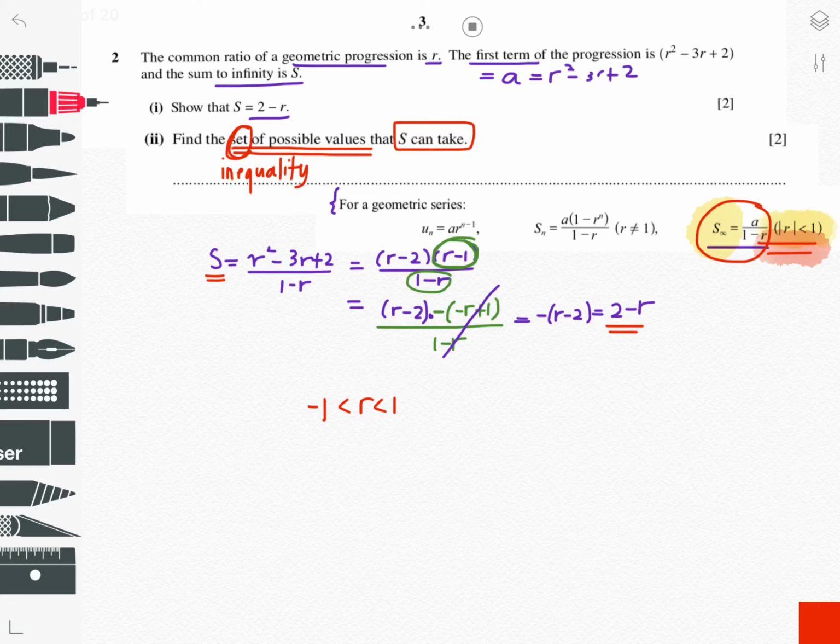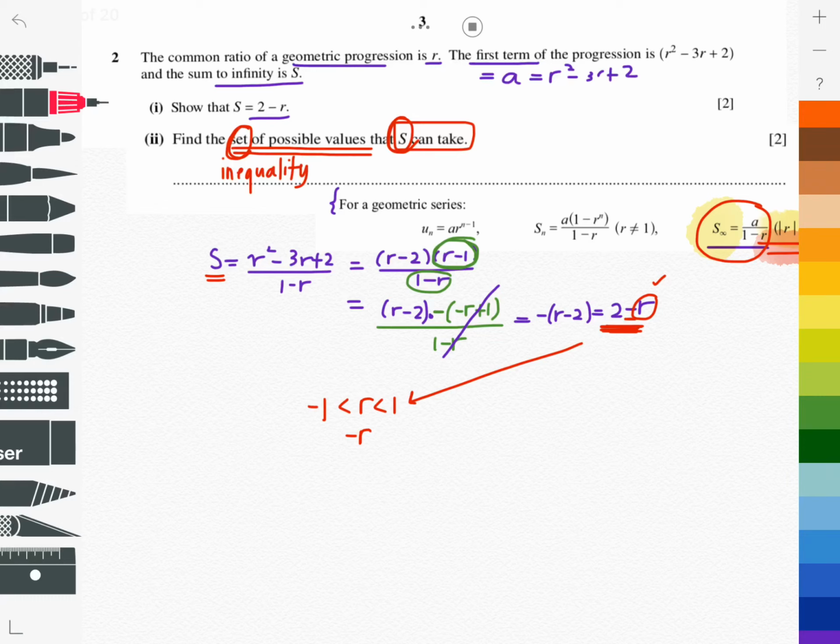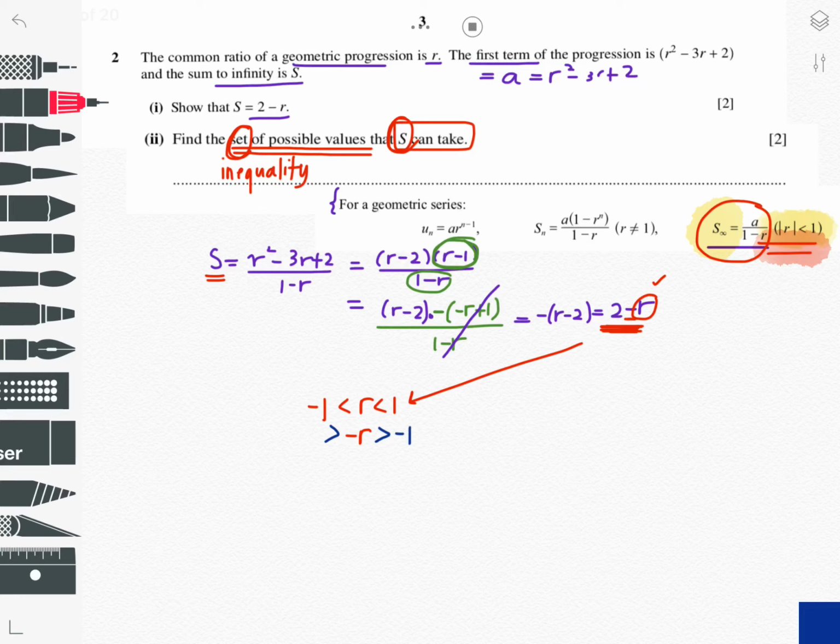Now, if I want to find the possible values for this S, I have to ask myself, what is my S? It's 2 minus R. Then I compare with what I have written here. I have an R here, fine, and it is being multiplied with the negative. So I want to do the same: I multiply with the negative. I told you that if you multiply an inequality with a negative, you have to change your inequality sign. So it's going to become like this now: this becomes negative 1 and this becomes 1.